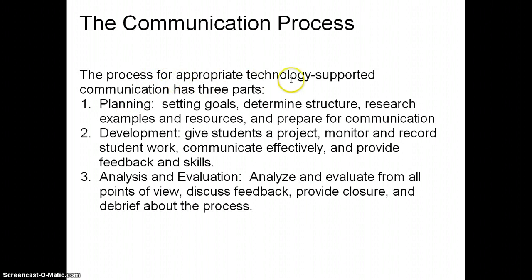The communication process. The process for appropriate technology-supported communication has three parts. The first part is going to be planning. During planning, you need to set goals, determine the structure, research examples and resources, and prepare for communication.